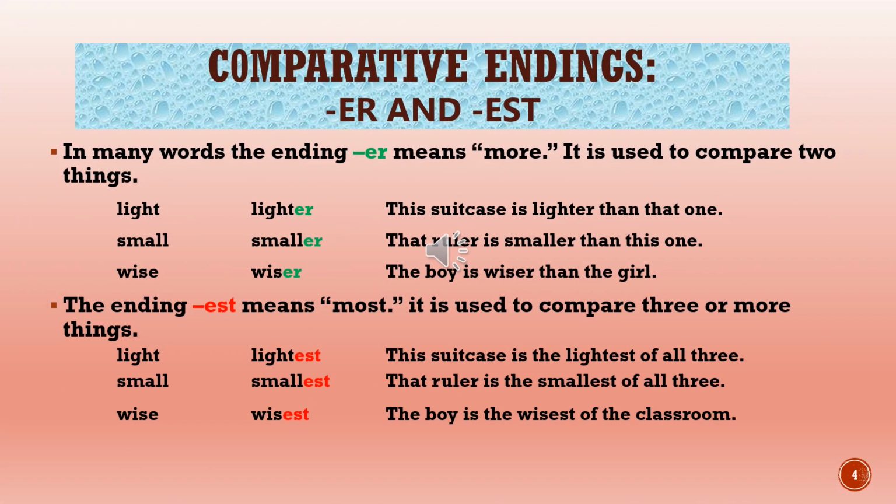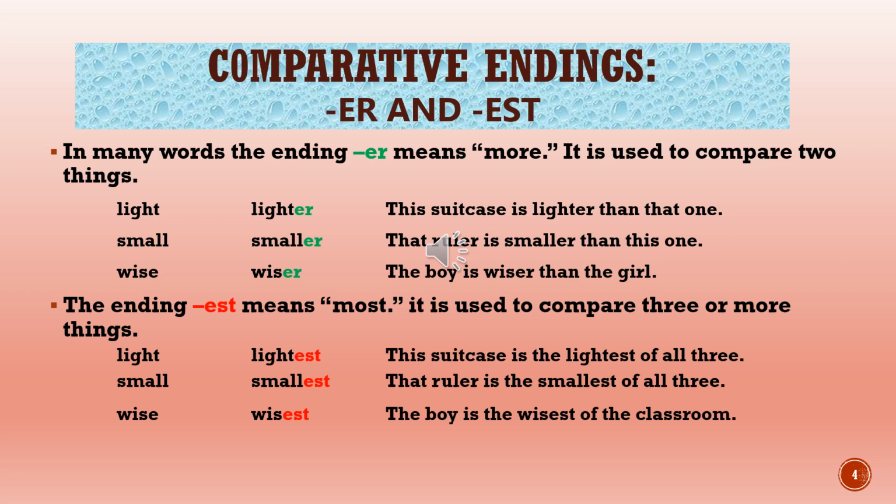Okay, the title for this page is Comparative Endings, ER and EST. Now, this is only a review of a lesson that we saw last week or the week before. In many words, the ending ER means more, and it is used to compare two things. When you compare two things, you are going to use ER. Now, here's the first example.